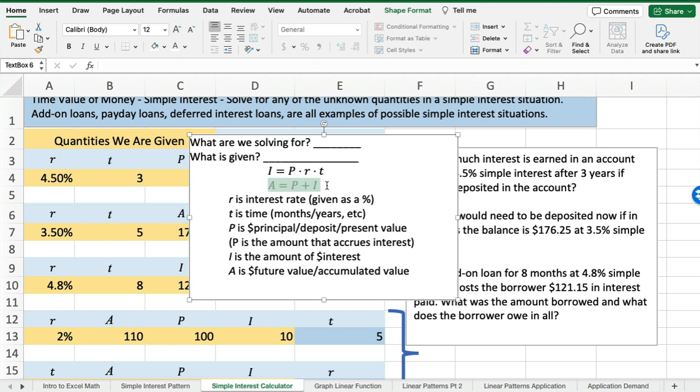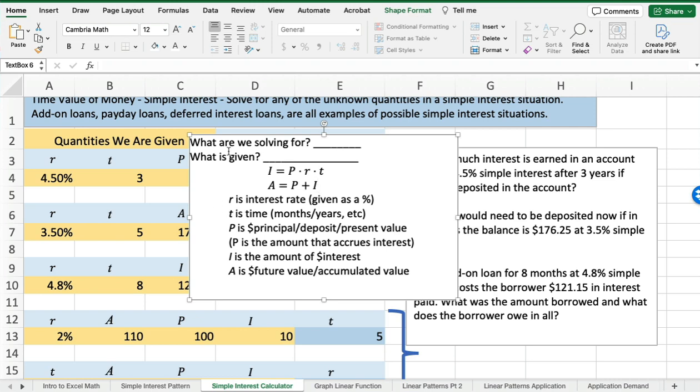And then the second fact is you can always rely on the fact that the accumulated value is equal to principal plus interest, which means that if you are solving for principal and you know the accumulated value and the interest, you can just subtract. So principal is going to be accumulated value minus interest, things like that. So those are things that you can count on as well.